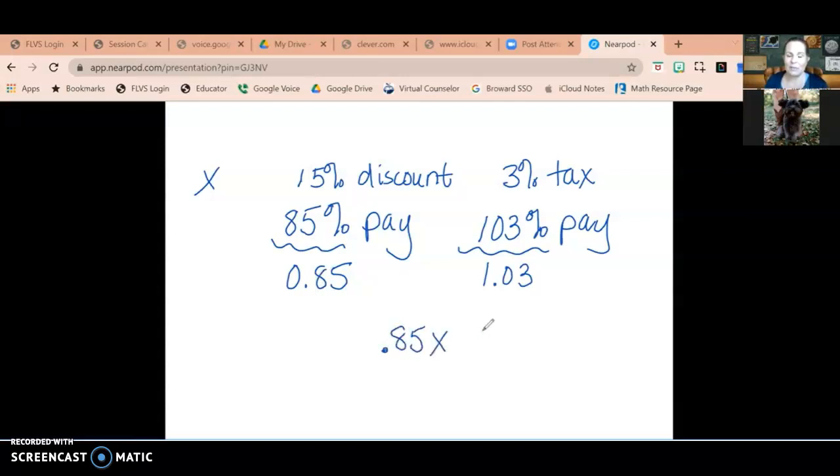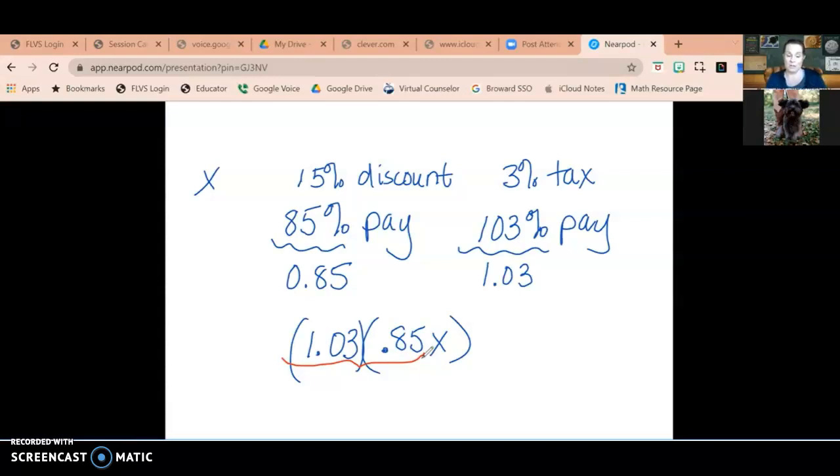So when I want the final expression, the final one, I want to find 85% of the original price first, and then I want to multiply that by 1.03. Now, some of you may notice that, well, hey, Mrs. Vargas, you're saying you have to do that part first, but this is multiplication. Couldn't I multiply in any order? Yes, you can.